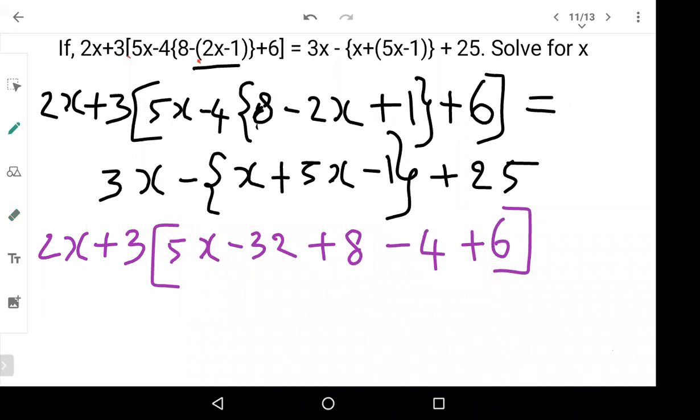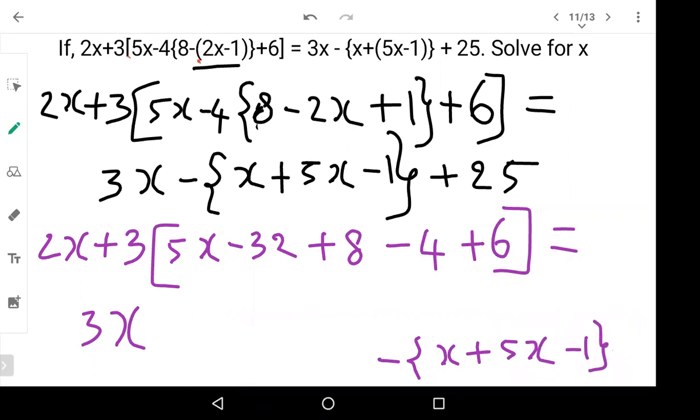Okay. Now is equal to, that was LHS. Now coming to RHS. Now here we have 3x. Then after 3x, we have minus and then there is an expression. So minus x plus 5x minus 1. Okay, so this is the expression that we have. So minus into x is minus x. Let us take this as -1. Okay, so -1 into x is minus x.